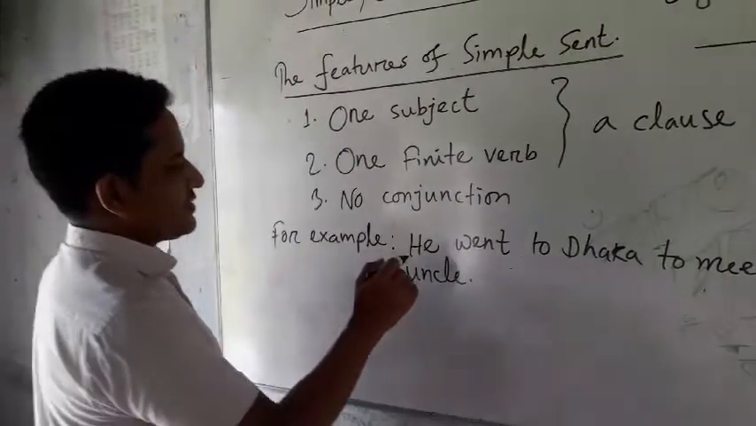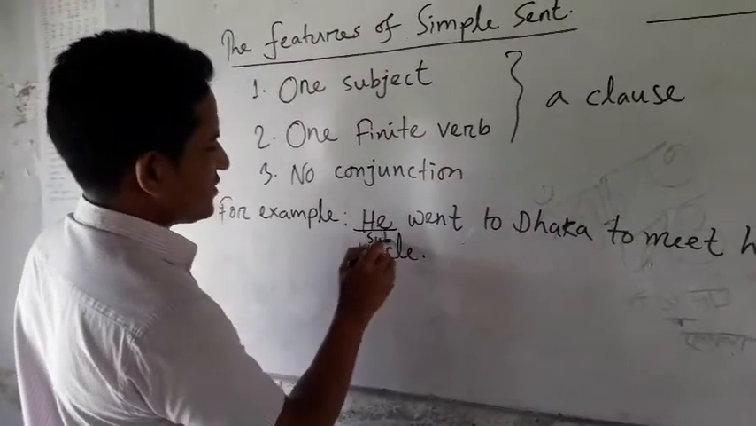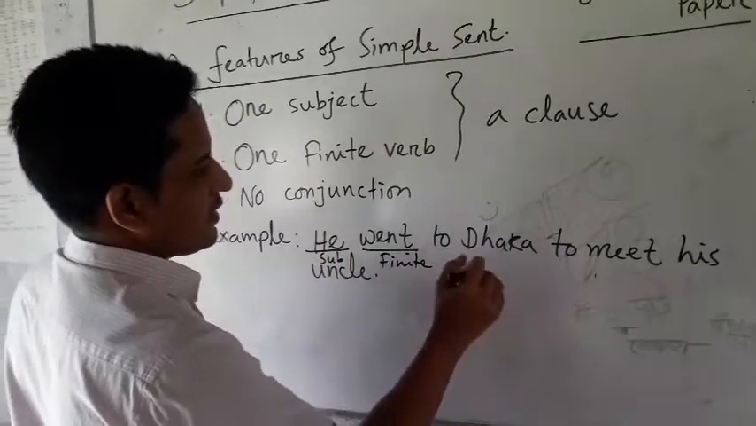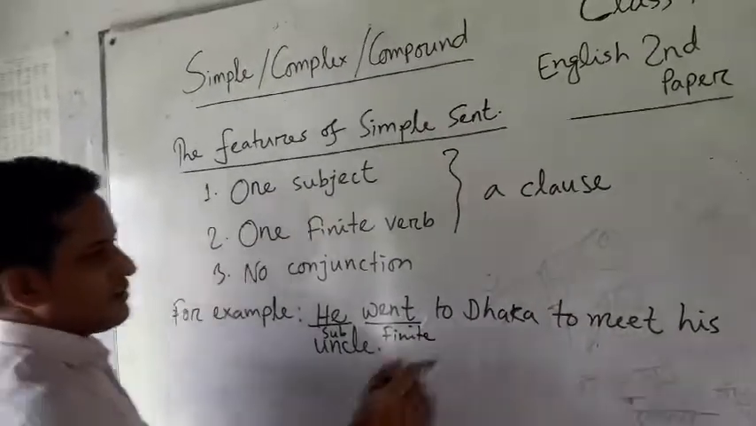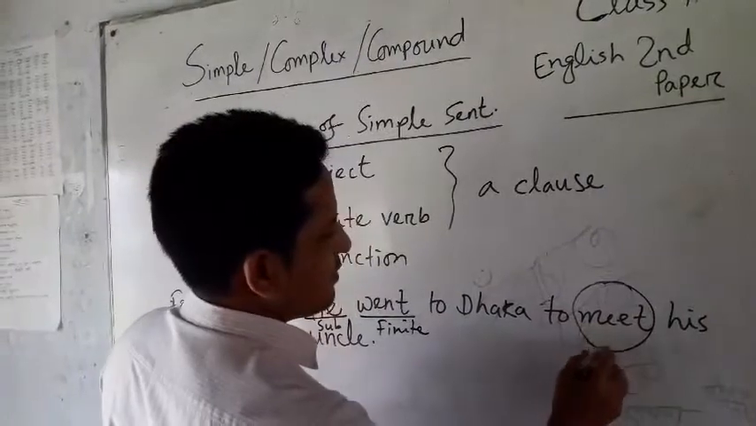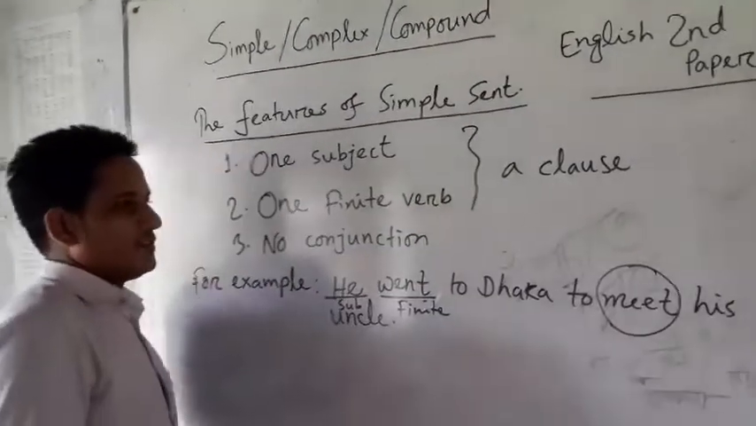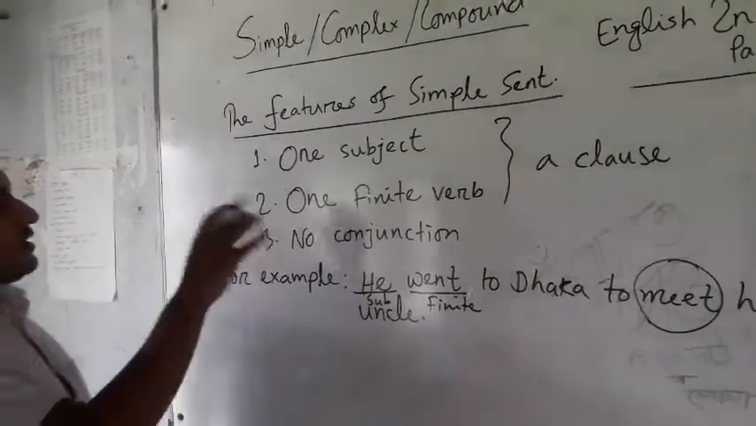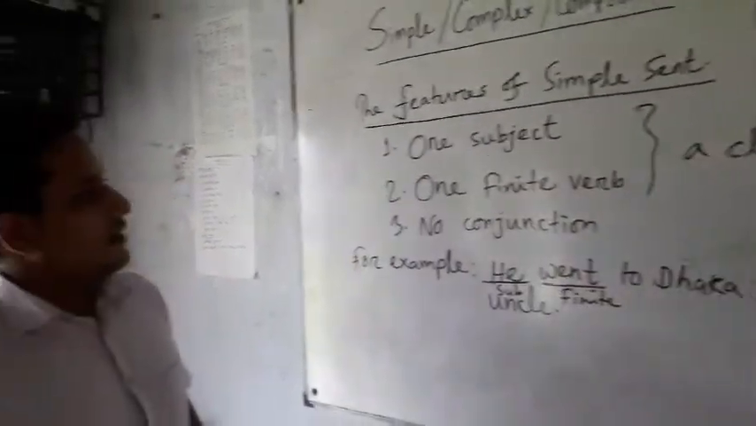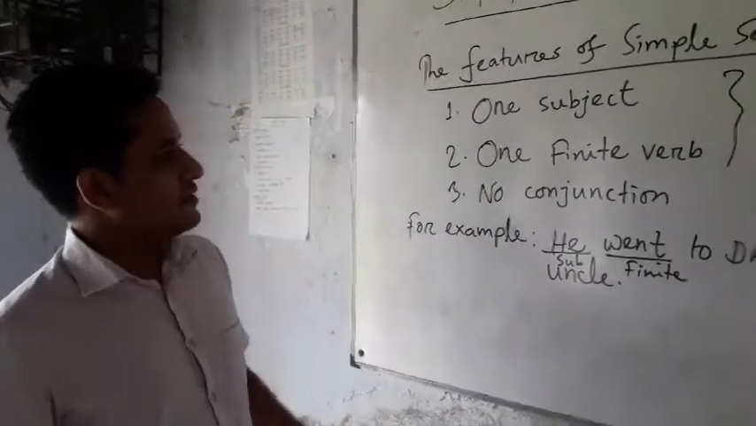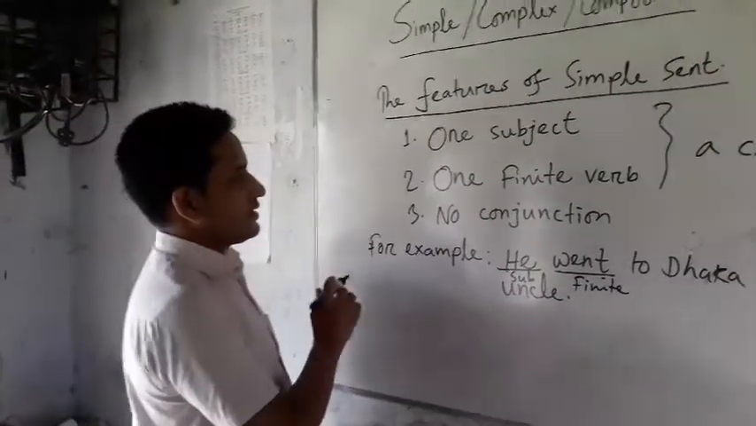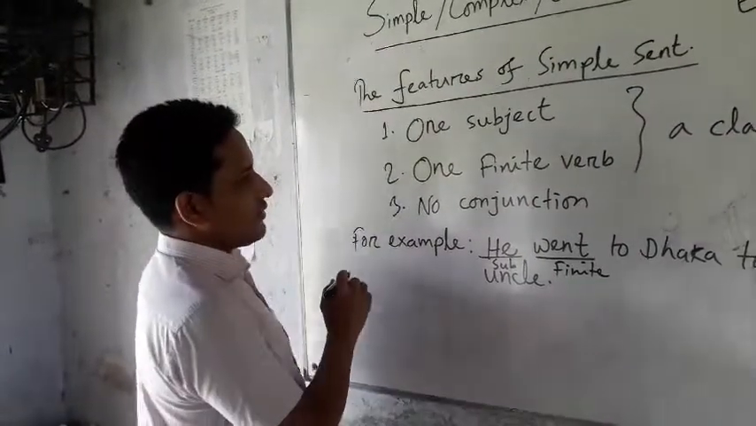So in this sentence, there is one subject, one finite verb, and there is no conjunction here. Meet is also a verb, but this is not a finite verb. This is a non-finite verb. Okay, these are the characteristics of a simple sentence. Now we will come to know about the features of complex sentence.